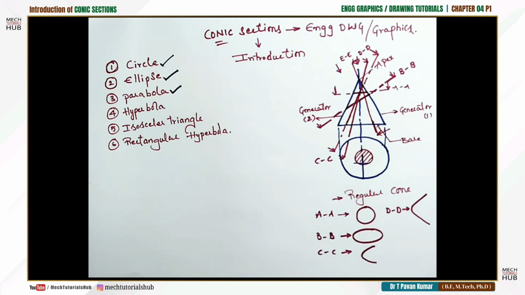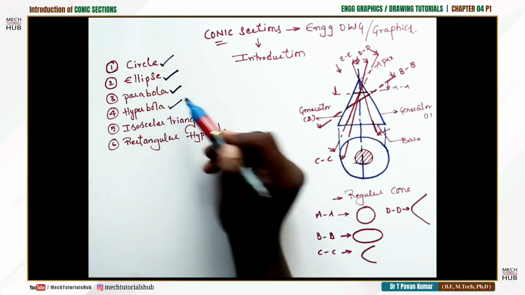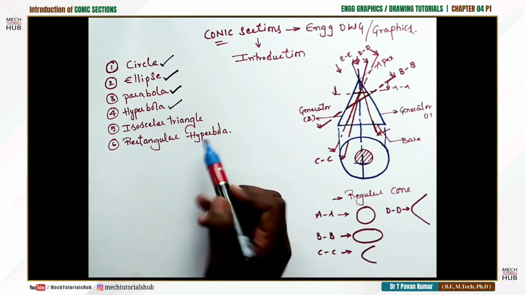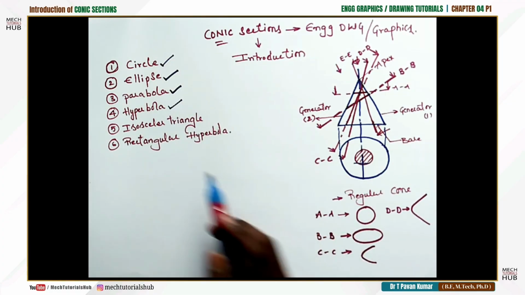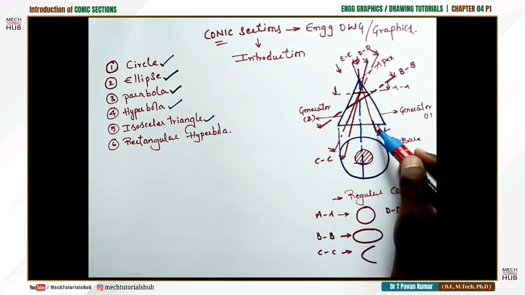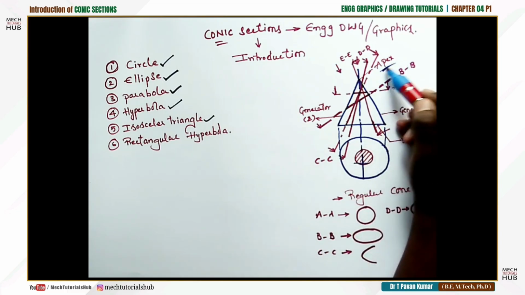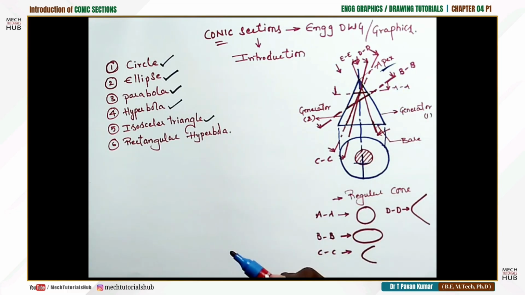Now coming to your academics, we are going to deal with ellipse, parabola, hyperbola. These three are very much important. Maybe a rectangular hyperbola also. So in case of isosceles triangle, the cutting plane should pass through the base with some inclination and it should touch the apex point, so that you will get an isosceles triangle.